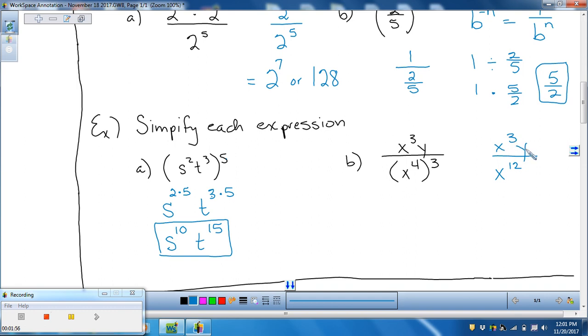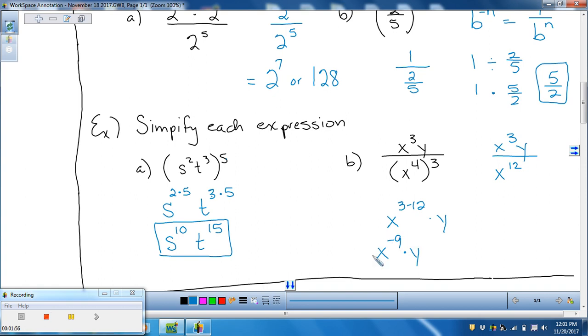We have x cubed y divided by x to the 12th. I need to subtract my exponents, so I get x to the 3 minus 12 times y. You have to subtract the exponents of the ones that have the common base. And that becomes x to the negative 9 times y.